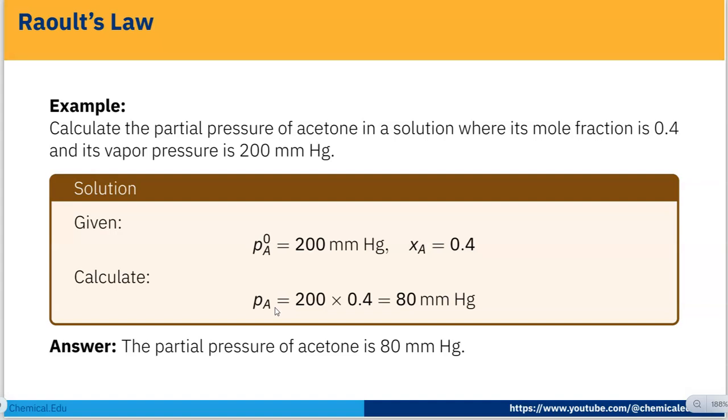Now here is one example. Calculate the partial pressure of acetone in a solution where its mole fraction is 0.4 and vapor pressure is 200 mmHg. The vapor pressure is given, the mole fraction is given, so PA we can easily calculate: 200 into 0.4, that is 80 mmHg.